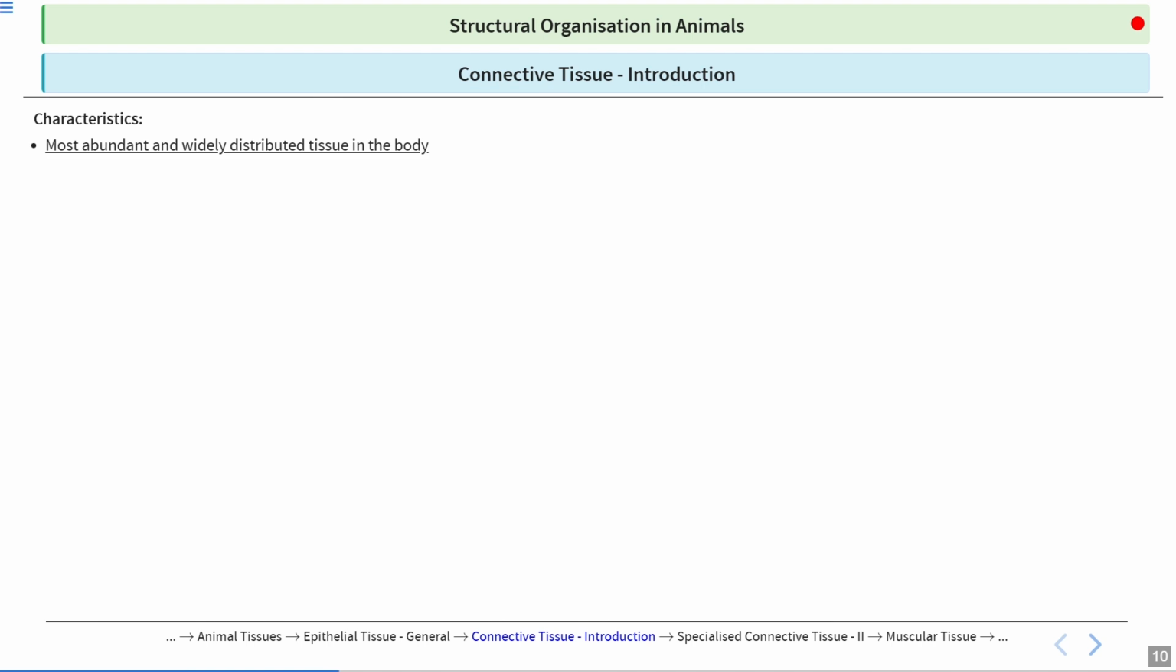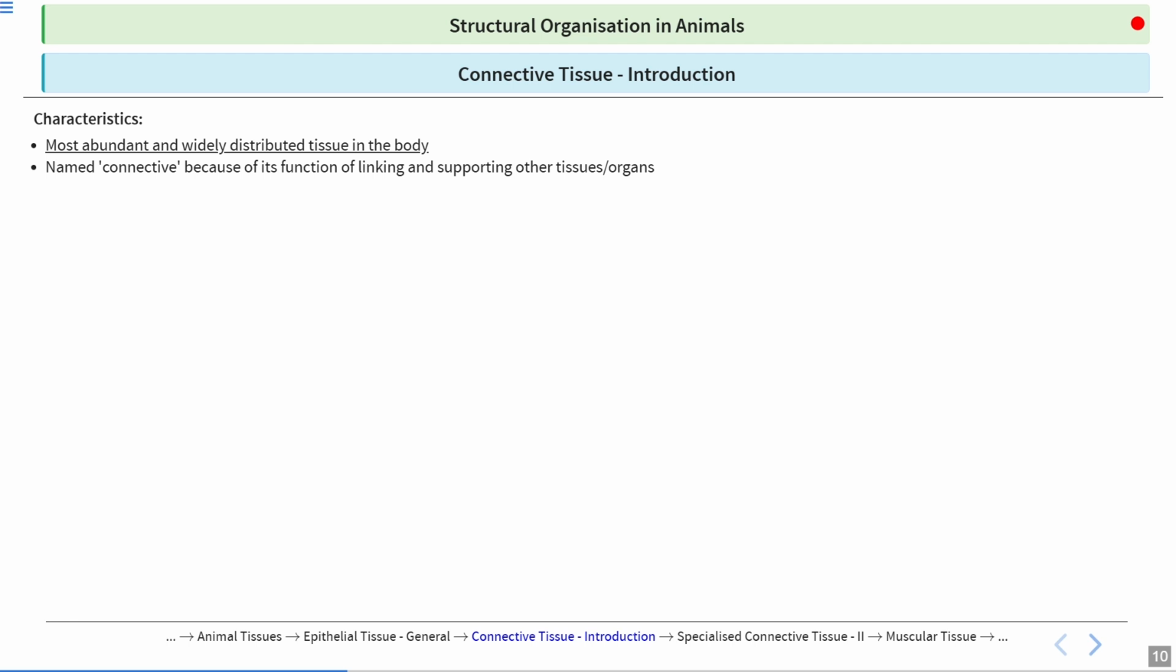Characteristic: most abundant and widely distributed tissue in the body. We are talking about connective tissue, another type of tissue, and it is the most abundant and widely distributed tissue in the body. It is named connective because its function is to link and support the tissues or organs. It helps to join tissue to tissue. It helps to join the organ, or you can say the tissue, to the bones. That is also a type of connective tissue. Bone is also a type of connective tissue only.